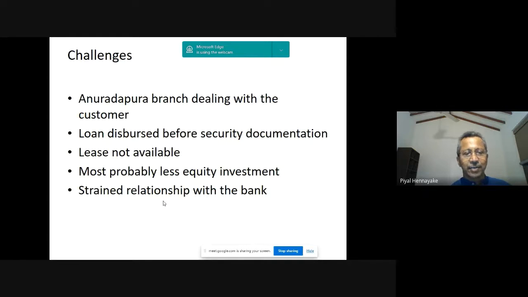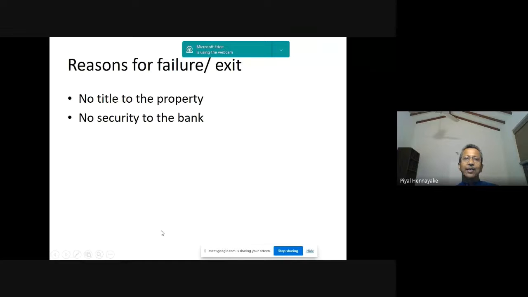Premadasa's government, UNP government, and then I think Mr. Premadasa died, and then the government changed. He did not get the lease, and that was a big problem. So most probably less equity investment and a strained relationship with the bank. Finally, a good relationship became strained. And luckily, there was no title to the property, no security to the bank.